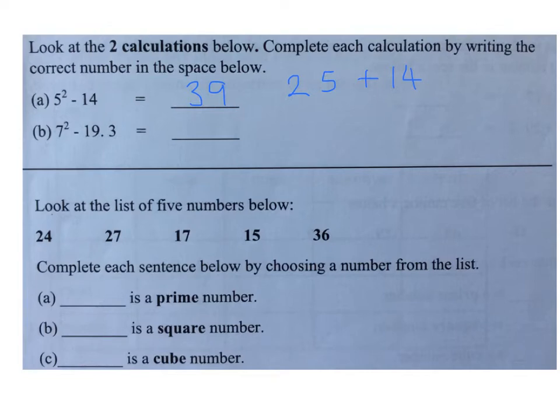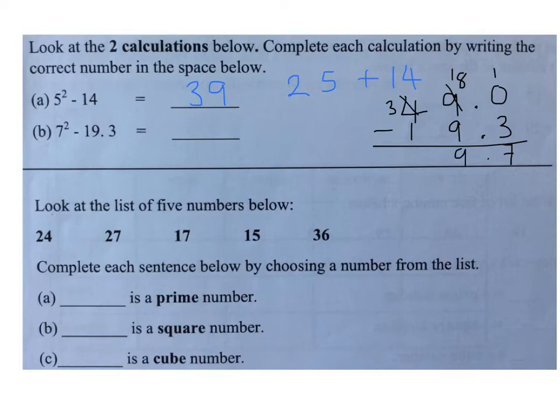My next question, it is 7 squared minus 19.3. 7 squared is 7 times 7, so that's 49. And I have to take away 19.3. I'm going to write myself out a vertical sum. Do a little bit of subtraction, bit of exchange first. 10 take away the 3 gives me 7. Some more exchange. 18 take away 9 is 9. 3 take away 1 is 2. My answer would be 29.7.